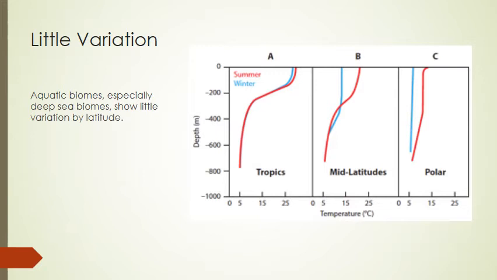The difference comes at the top layer. At the top layer in the summer in the tropics, oh, it's 28 degrees Celsius. It's pretty darn warm. Mid-latitudes, about where we are, about 23 degrees. And at the poles, 6 or 7. So there's a big difference.